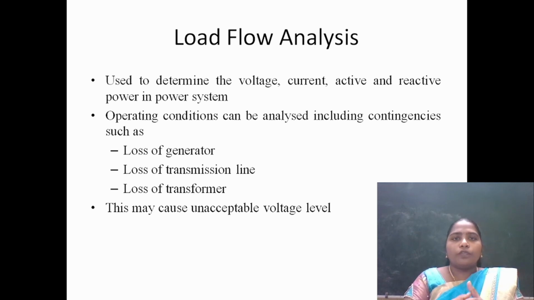First is load flow analysis. It can also be called power flow analysis. It is used to determine the voltage, current, real power, reactive power, and frequencies of the power in the power system. And next, the operating condition can be analyzed including contingencies such as loss of generators, transmission line as well as transformers. If the voltage level varies, or if there are any losses in the generating part or transmission or transformer part, the voltage level will change.